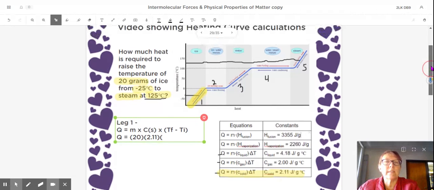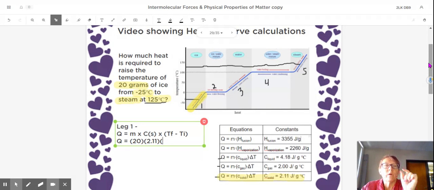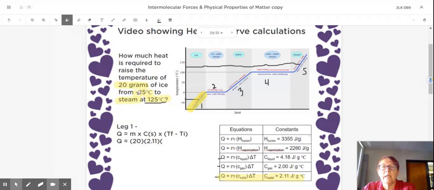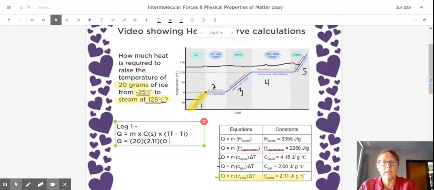Now, this is where it's easy to make a mistake. We're looking at the change in temperature just for that leg of our graph. So in other words, we're looking for the delta T from minus 25 up to 0, because 0 is where that leg ends. So T final is 0, and we're going to subtract a minus 25. So if you do your math, that means that it's a positive 25.